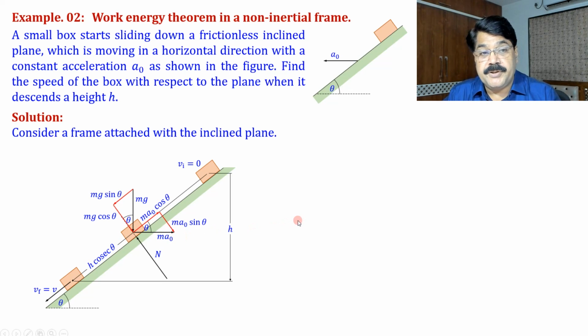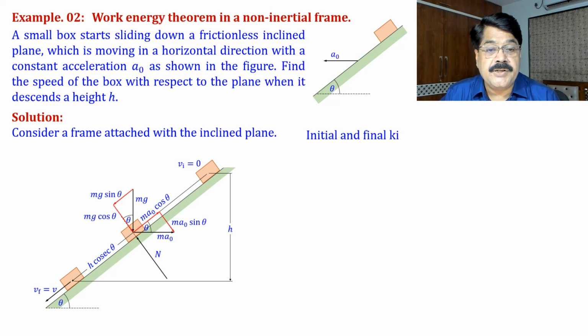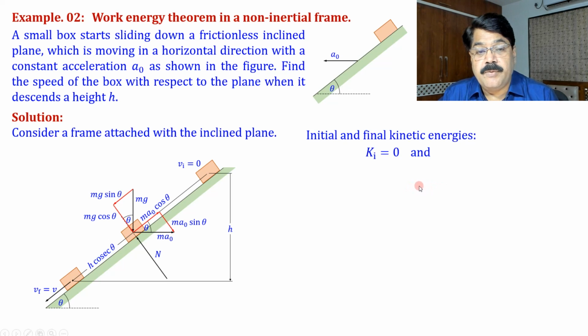Now we are in a position to write the initial and final kinetic energy of the box with respect to the inclined plane, as well as, with the help of this free body diagram and this displacement, to calculate the work done by all the forces on the box with respect to the inclined plane. So initial and final kinetic energies. K initial will be 0 because speed is 0, and K final is half mv square because finally we have assumed the speed to be v.